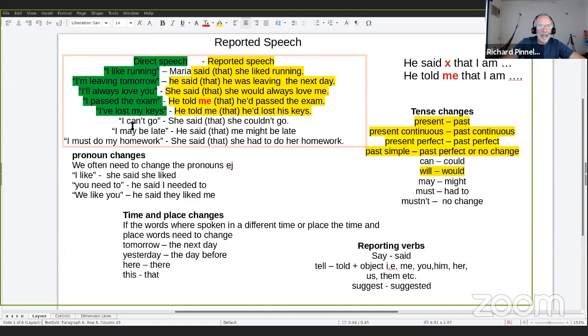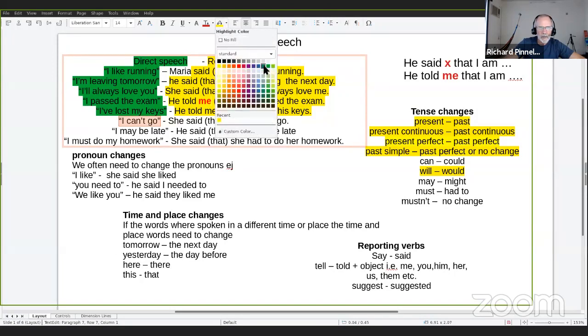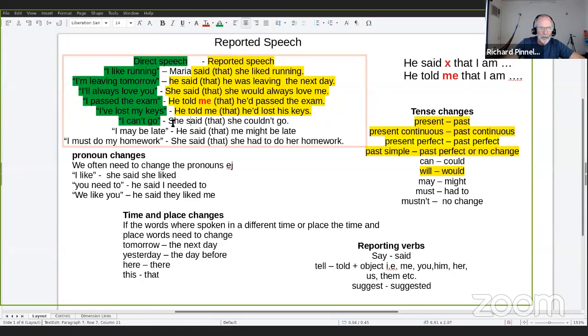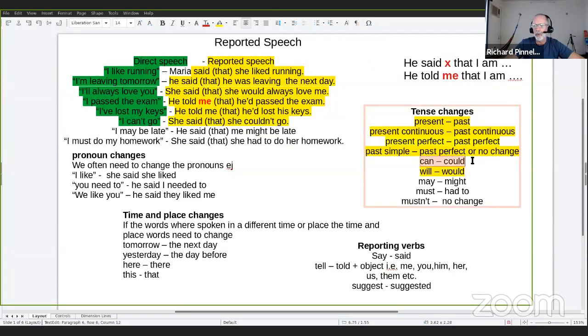I can't go. Direct speech. And the reported speech: She said that she couldn't go. So this time we're using the modal verb can, or in this negative, can't. So when we have can, it becomes could. And when we have can't, it becomes couldn't.